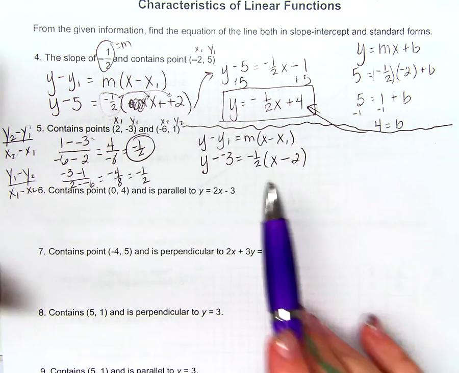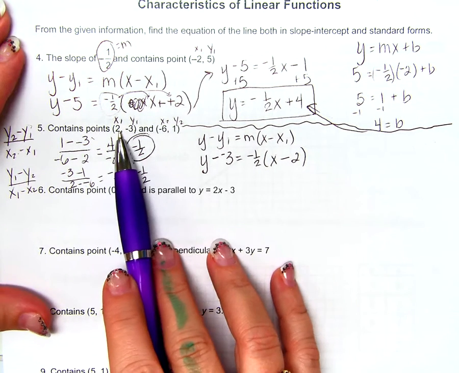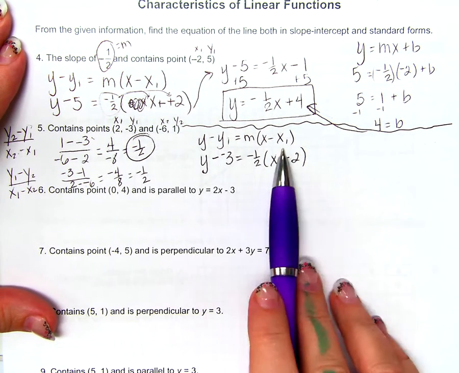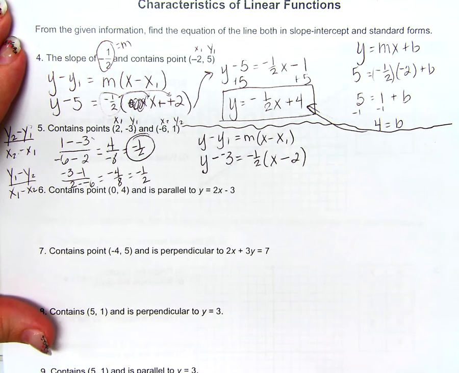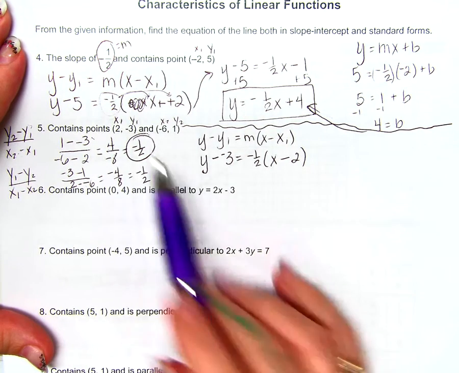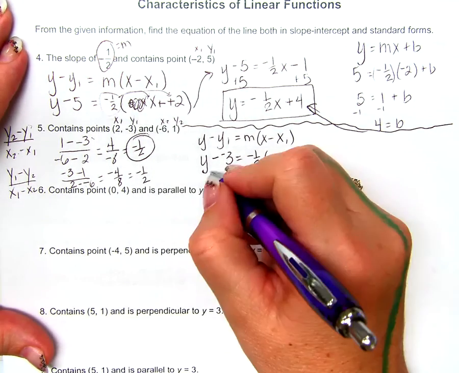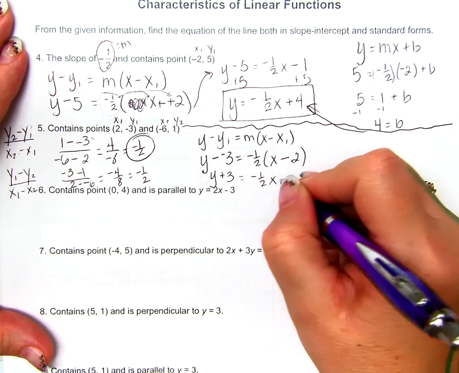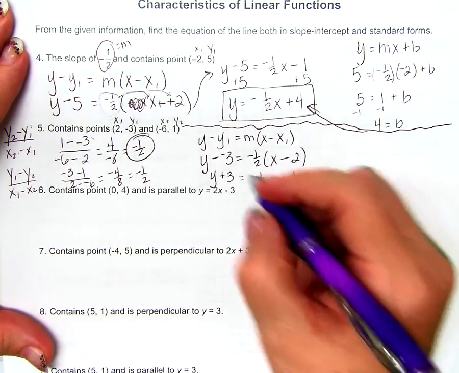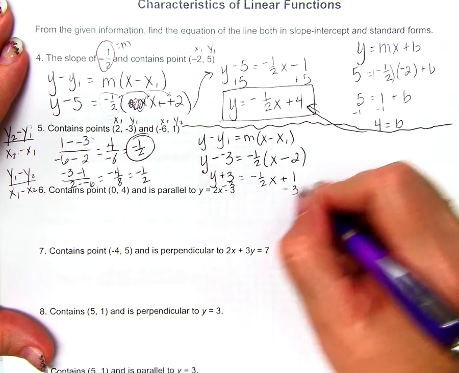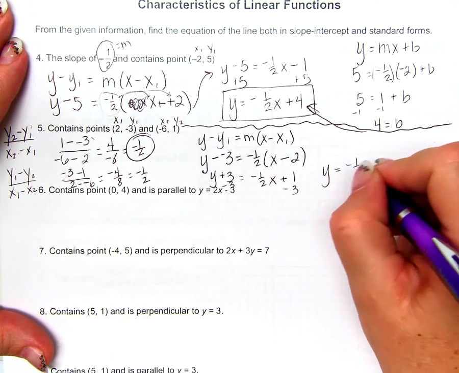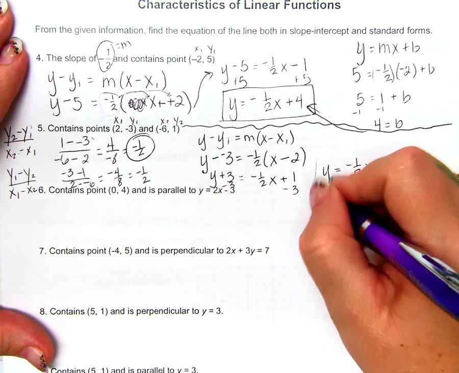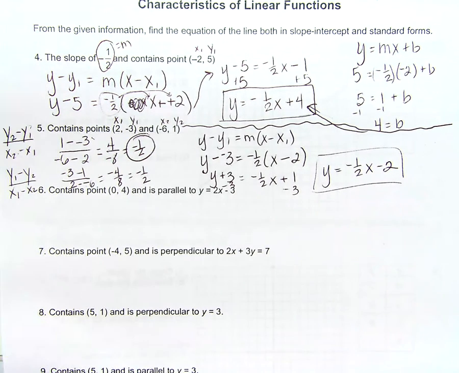Yes. I chose this because I'd already labeled these x1 and y1, and that's what I have here, x1 and y1. But it doesn't matter which one of these points you choose. y plus 3 equals -1/2 times x minus 2. Then when I subtract 3 from both sides, I get y equals -1/2 x minus 2. Are there any questions?